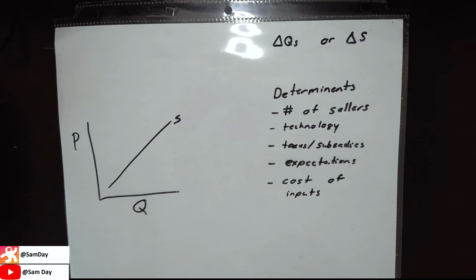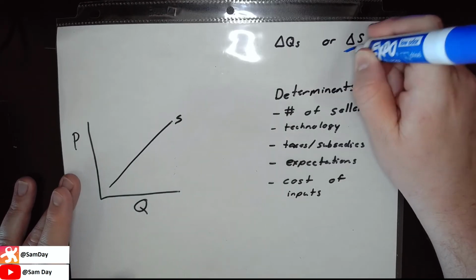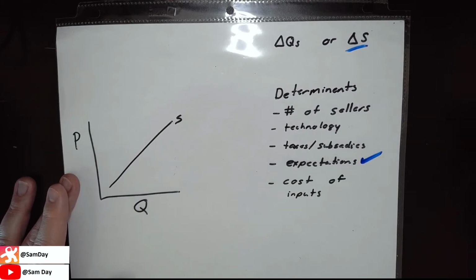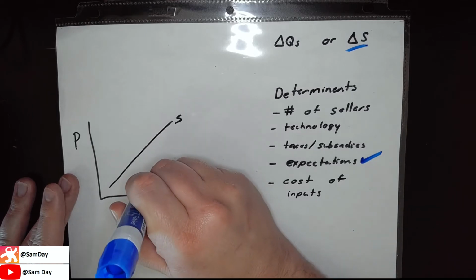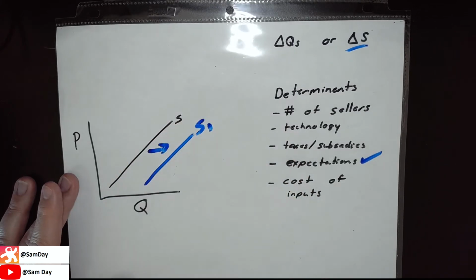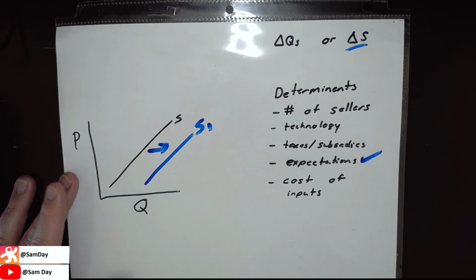If people are expecting, say the news comes out and they see that, I don't know, eating dark chocolate is good for your heart or something like that, again, that would be a change in supply, the determinant being expectations. And if you're eating chocolate, you'll see an increase because people are going to be expecting more people to want to buy chocolate, or they will want to get in on the action when it comes to selling chocolate.